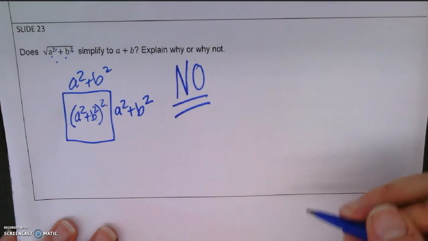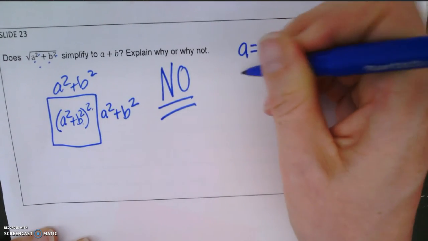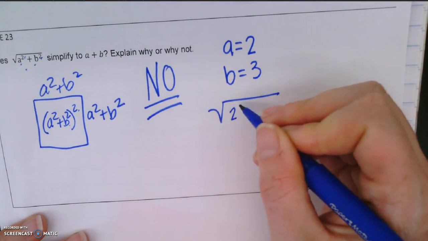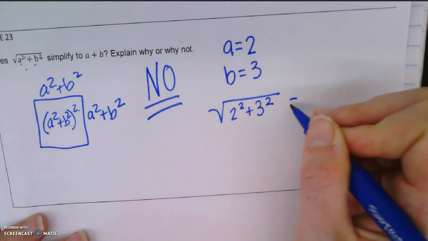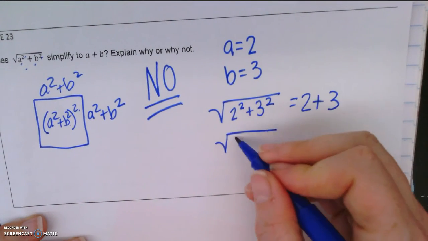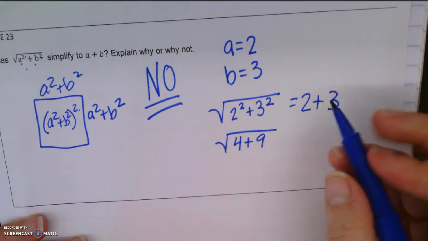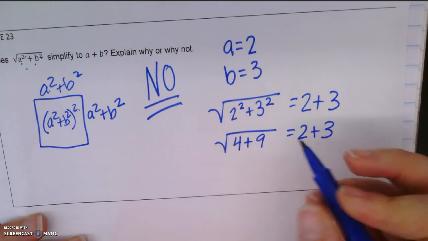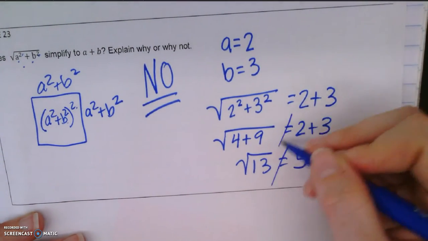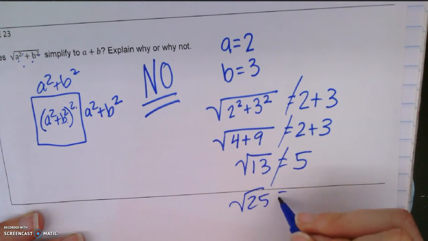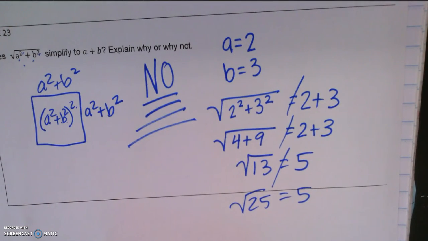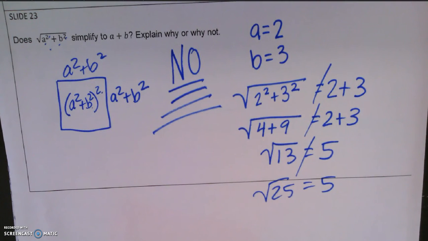And then let's look at this with variables. If A equals 2 and B equals 3, this is saying the square root of 2 squared plus 3 squared is equal to 2 plus 3. Well, let's see. Order of operations, let's do our exponents. 4 plus 9 equal to 2 plus 3. Square root of 13 is 5? No way. Square root of 25 is 5. So I, again, have proved that this is a no. This is not a true statement.